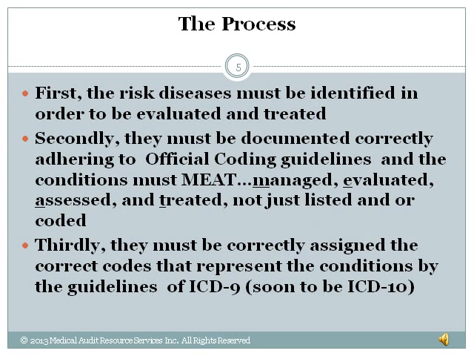So here's the process. First, the risk diseases must be identified in order to be evaluated and treated. Secondly, they must be documented correctly, adhering to official coding guidelines, and the conditions must meet MEAT. That means managed, evaluated, assessed, and treated, not just listed or coded. Thirdly, they must be assigned the correct codes that represent the conditions by the guidelines of ICD-9 and soon to be ICD-10.